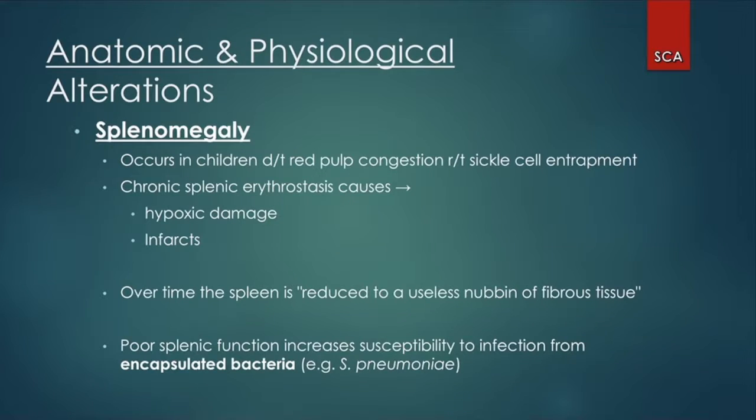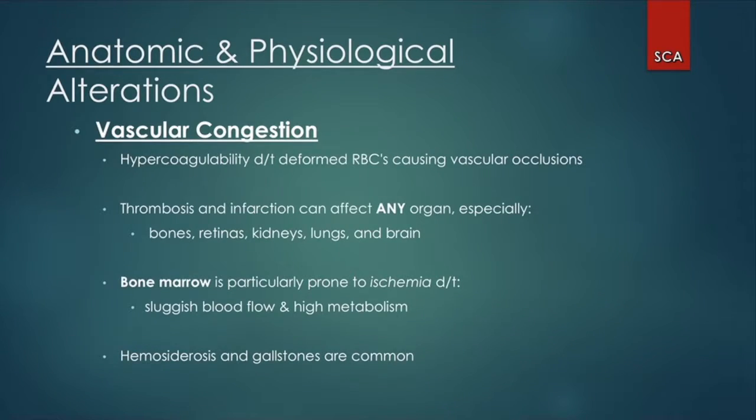Poor splenic function increases the susceptibility to infection from encapsulated bacteria such as S. pneumoniae. And encapsulated bacteria is actually different than just gram-negative bacteria. I'm not going to go into the details, but it is different, and you may want to take a look at that. You also end up with vascular congestion and hypercoagulability due to deformed RBCs causing vascular occlusions.